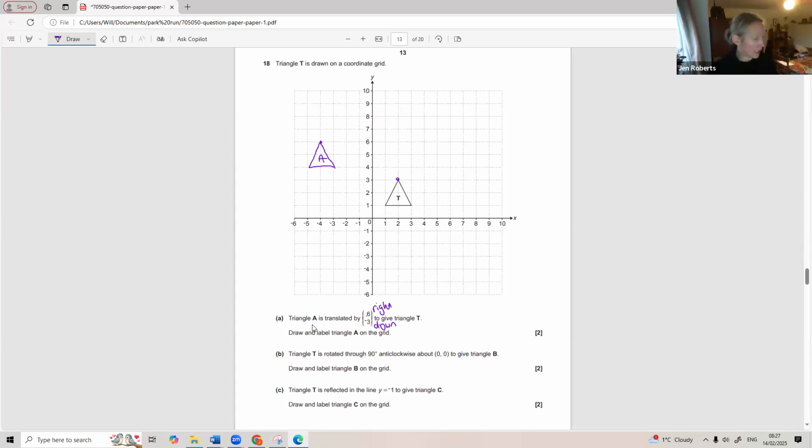Triangle T is rotated 90 degrees anti-clockwise, about 0, 0 to give triangle B. Put triangle B on the grid. So you need some tracing paper here, pen as well. So rotate means turn. So I'll be tracing my shape over and turning my paper. 90 degrees is a quarter turn, but it's got to be anti-clockwise. It's got to be to the left.